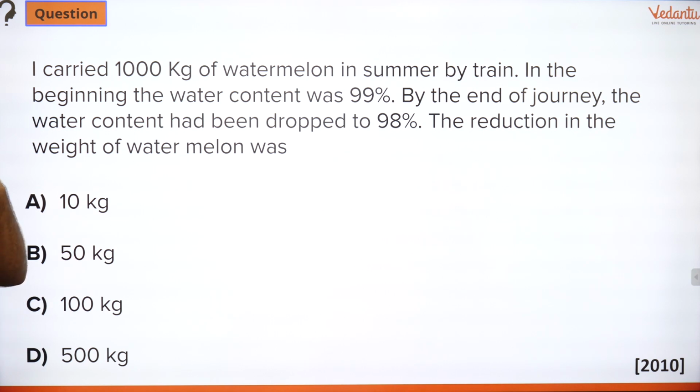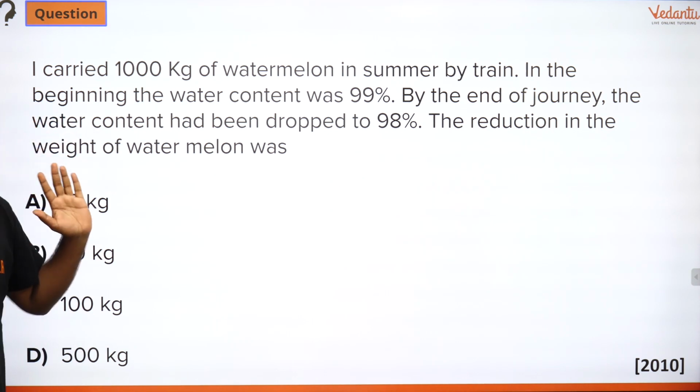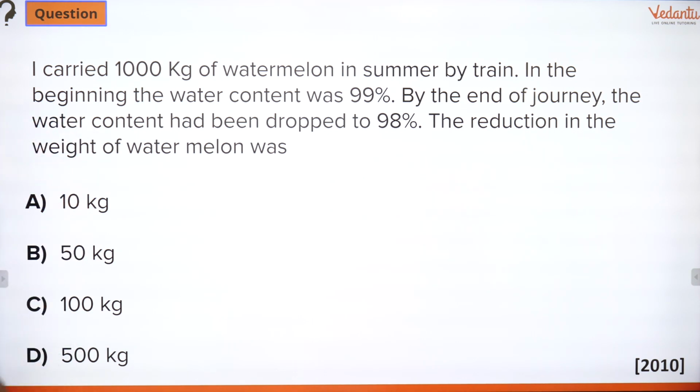So what is the question? Here we have 1000 kg of watermelon. So huge watermelon, and you're taking it in a train during the summer season. So at the beginning of the journey, you see that the water content in the entire watermelon was 99%. But as soon as you end the journey, the train stops, what happens? The water content has dropped to 98%.